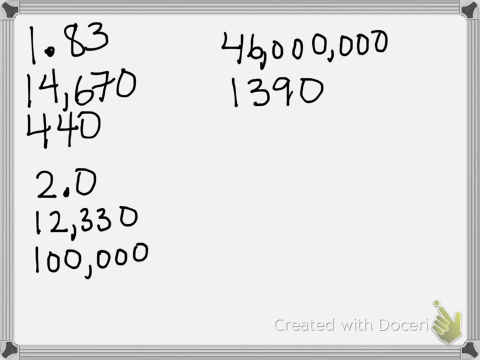4,129, the last digit is in the ones. 200, the last digit is in the hundreds. So my answer can have its last digit in the hundreds. So my answer is 4,300. So that brings us to the end of ChemQuest 1, and those are your corrections and answers.